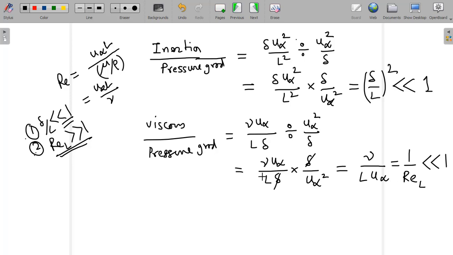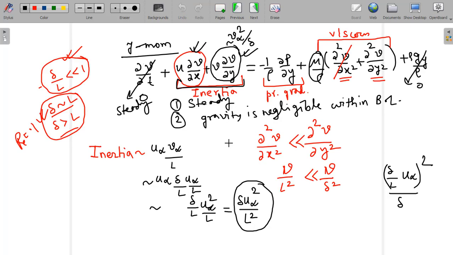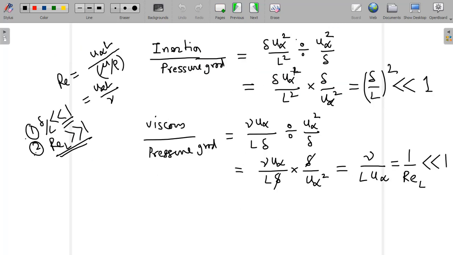So what we are getting finally is that the viscous term is also much insignificant with respect to the pressure gradient term. What we have found is that in the y momentum equation, if you compare the inertia, pressure gradient and viscous terms, both the inertia term and the viscous term are negligible with respect to the pressure gradient term. So what remains is basically the pressure gradient term, 1 by rho del p del y. This quantity then is equal to 0, because all other terms are insignificant compared to it.